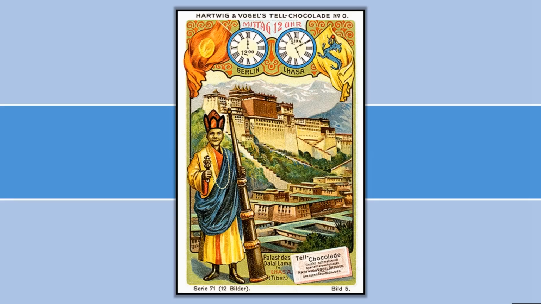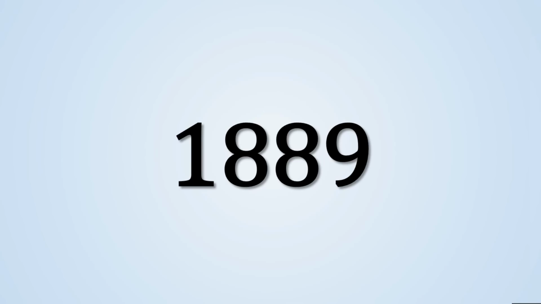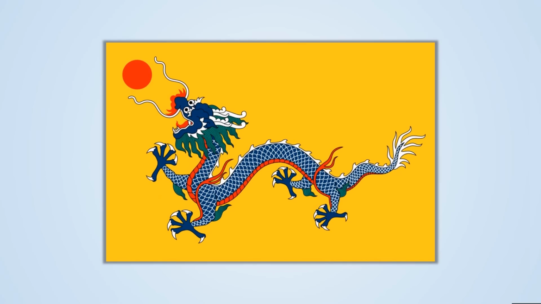It's around, you can see it here on this Tibetan chocolate advertisement. And in 1889, actually, instead of having this triangular banner, they changed and turned it into a rectangular banner, just like a lot of the European nations had at the time as well.